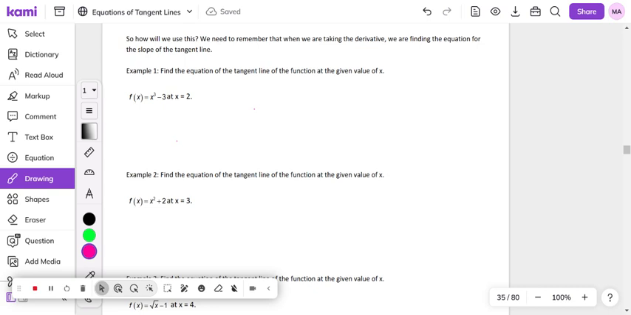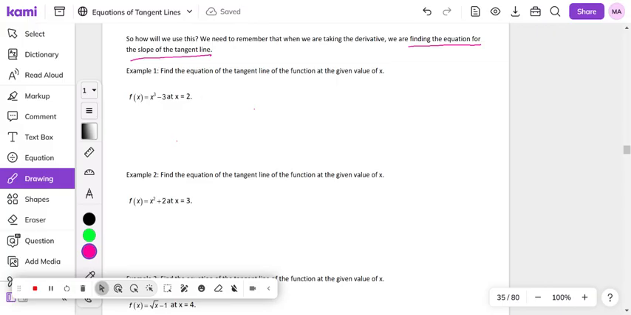Hi everyone. So now that you know about the power rule and how quick we can take the derivative of a function, what are we going to do with it? Well, the main thing that we're going to do with it is find the equation for the slope of the tangent line, and then find the equation at a given x value. So let's go through this step by step.